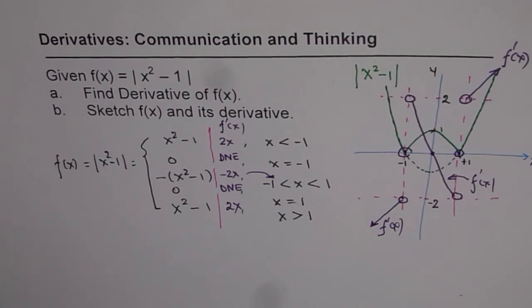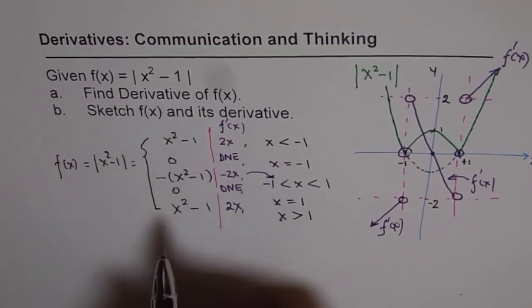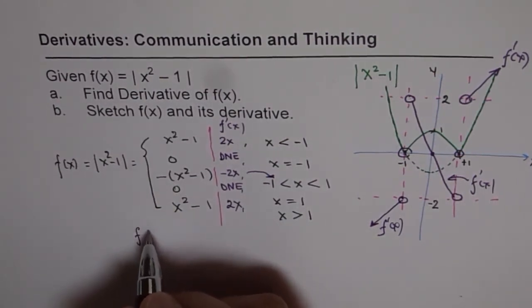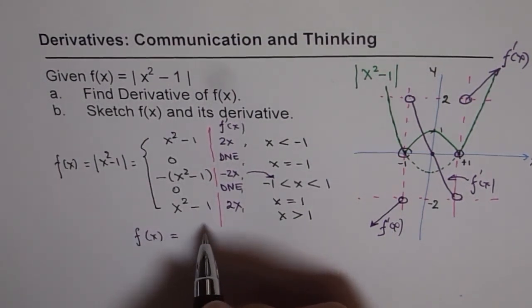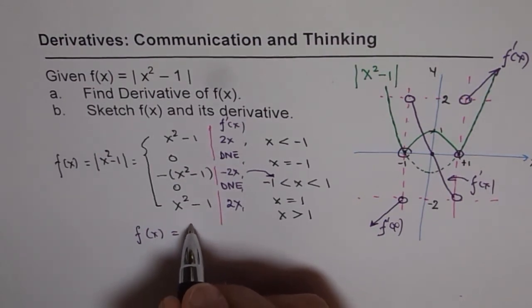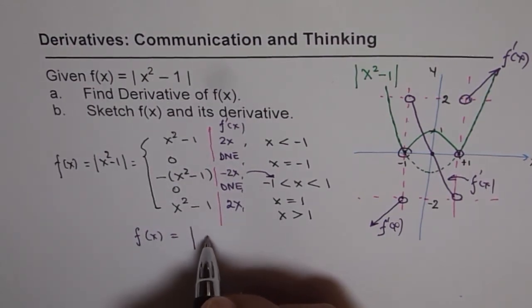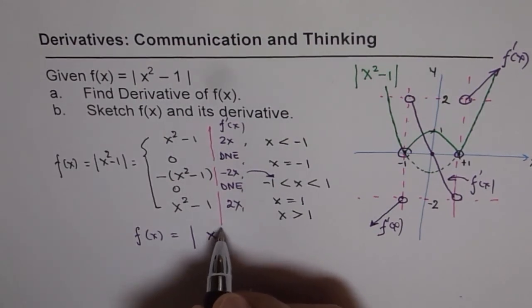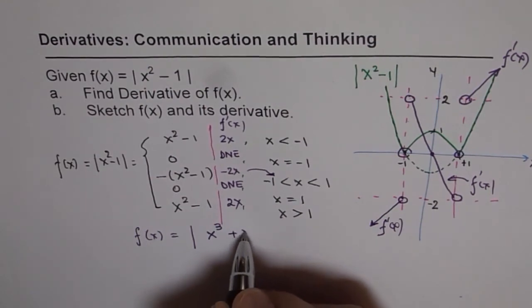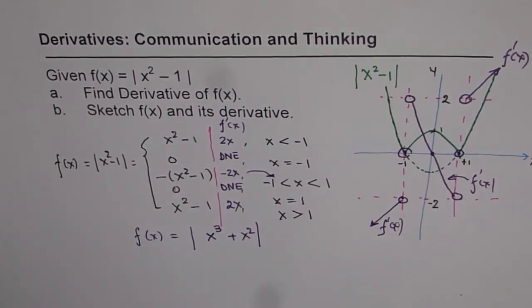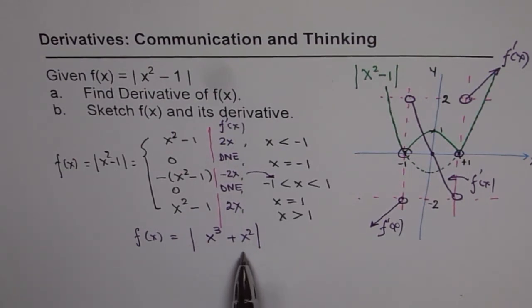So as an exercise, what I would like you to do is the same thing for another function. Let that function be f of x equals the absolute value of x cubed plus x squared. Okay, so try this out, draw this function and then show its derivative on a graph as we've done. Thank you and all the best.